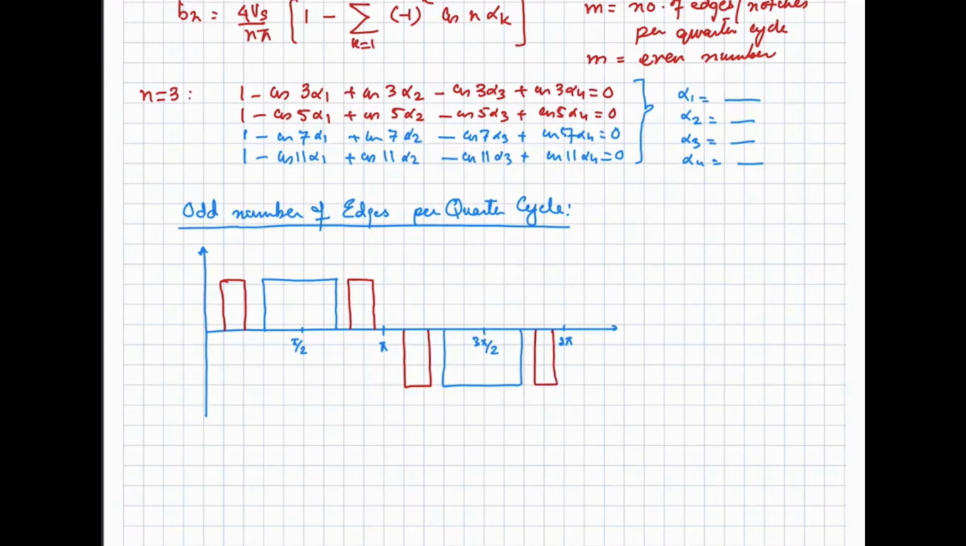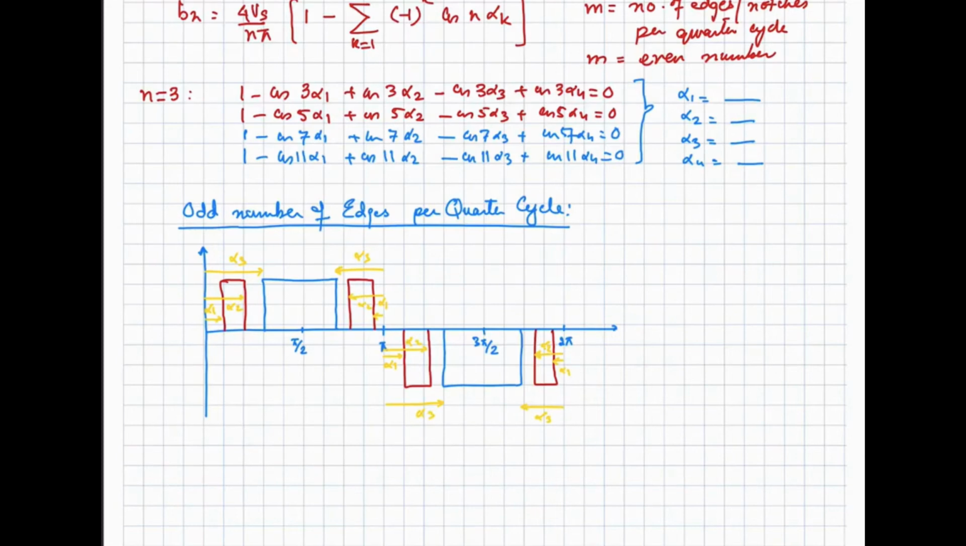And let's suppose that this angle is alpha 1, so this angle will also be alpha 1. This angle is alpha 2, this angle will be alpha 2. And this angle is alpha 3, this angle will be alpha 3. Similarly over here, this angle is alpha 1, this angle is alpha 1. This angle is alpha 2, this angle is alpha 2. And this angle is alpha 3, this angle is alpha 3.